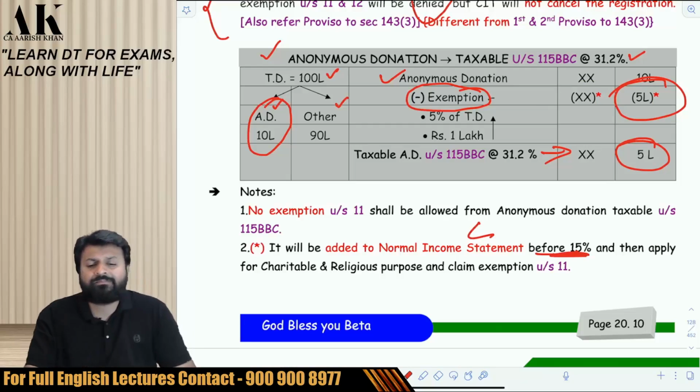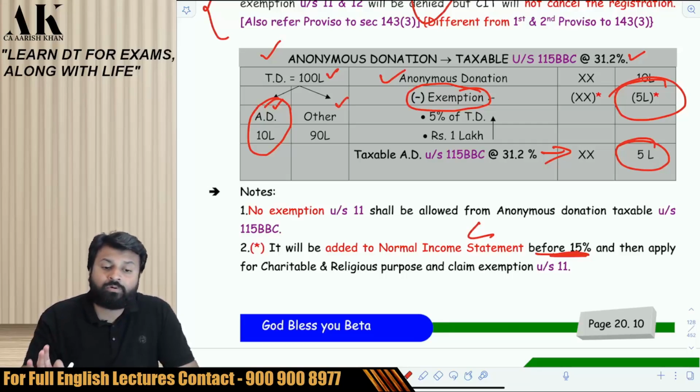And after that, if you want, apply for charitable or religious purpose if you want to claim an exemption on that. Okay. I hope it is clear to all of you.